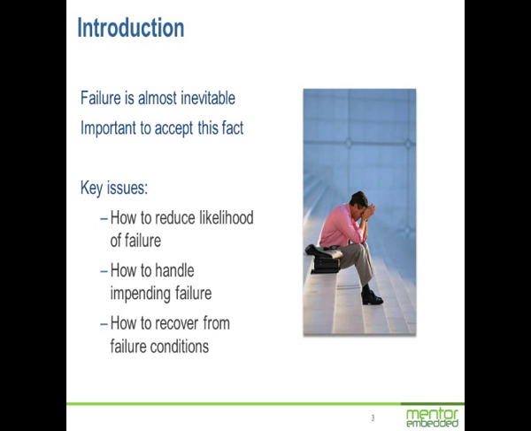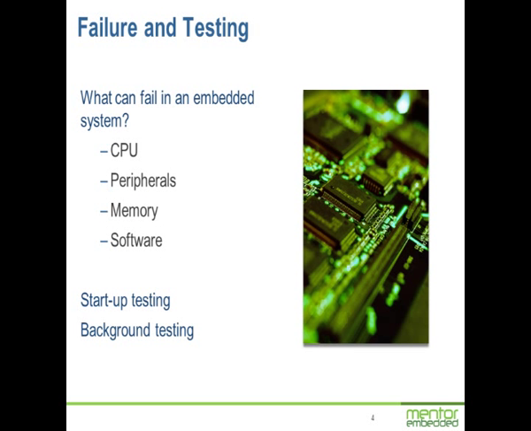So we need to have a look, though, at how likely failure is to occur, and what we can do if we see that failure is going to occur, and maybe how we can recover from it. This is a very pragmatic discussion. I'm going to look at practical ways of dealing with it, not theoretical stuff. So what can go wrong in an embedded system? Well, the CPU can fail, the peripherals can fail, the memory can go, and the software can crash. Maybe several of those, just to make life interesting.